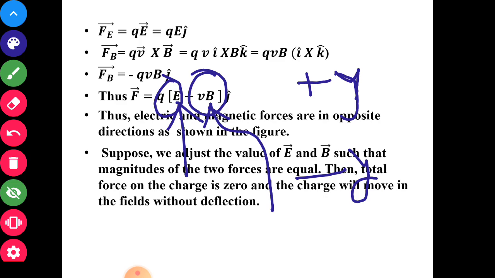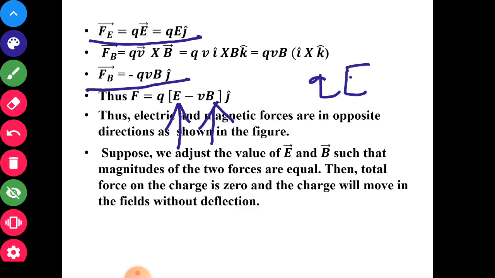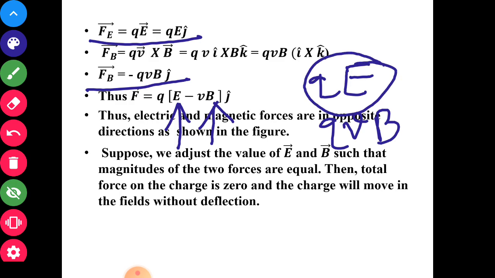In any case, it will be deflected either in the positive y direction or in the negative y direction, but we adjust the magnitudes of E and B in such a way that the force due to the electric field and the force due to the magnetic field are equal. What is the magnitude of the force due to the electric field? It is QE. What is the magnitude of the force due to the magnetic field? It is QVB.